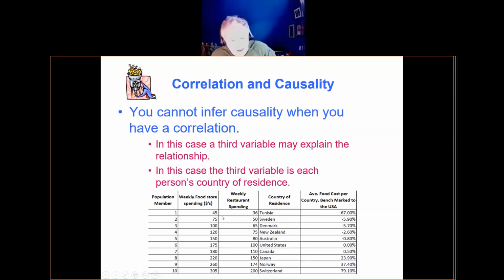So the reason why food store cost is positively related to the restaurant cost, right, 45.36, 305, 200, is not because weekly food store spending is causing restaurant spending. It's because of a third variable: in Switzerland, grocery costs are high and restaurant costs are high because, in general, food is more expensive in Switzerland. So I can't infer causality from correlation.